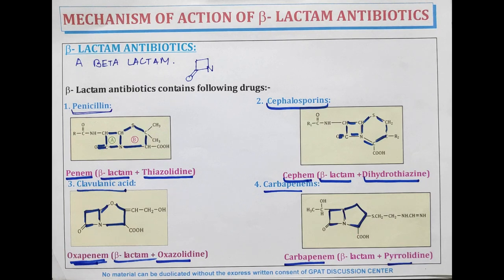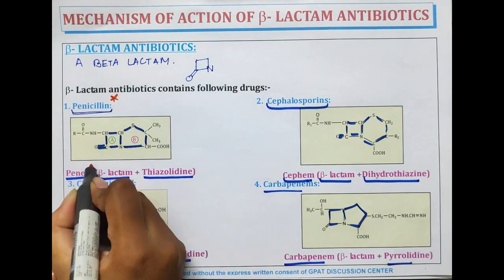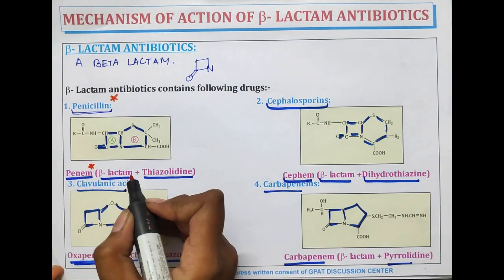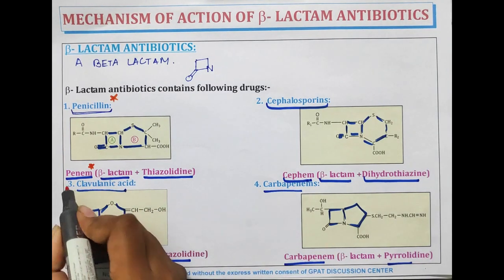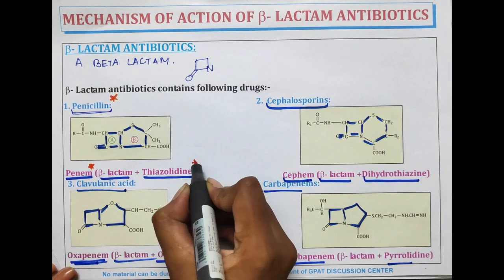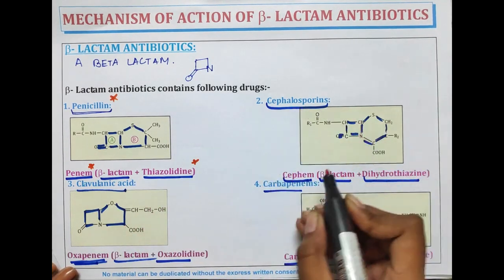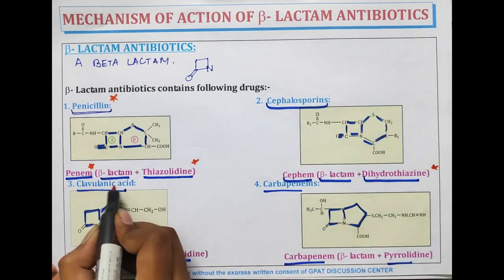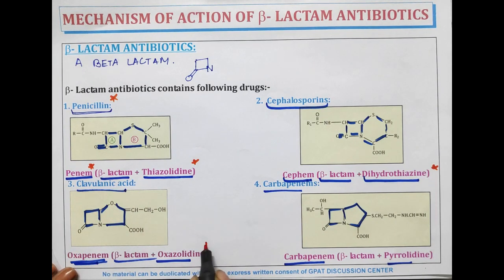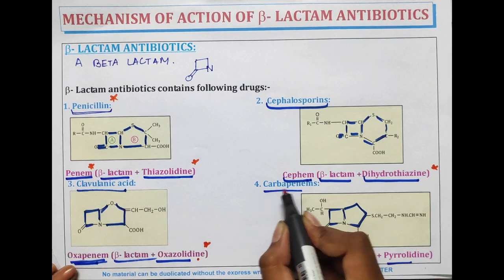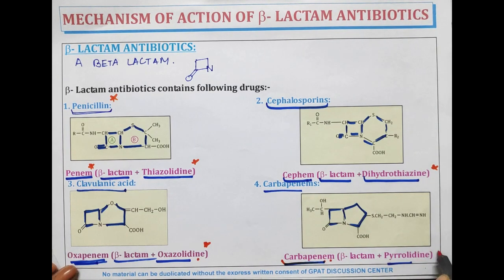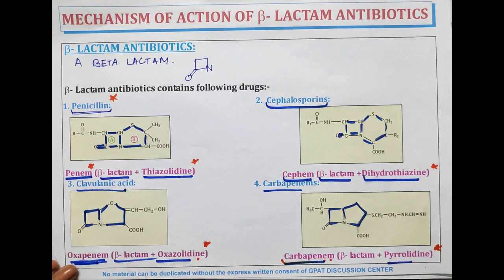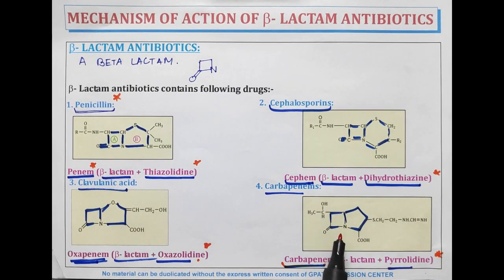So, in slight detail, we can remember that penicillin contains the penam ring in the structure. Beta-lactam is common, so I'm not going to repeat it again and again. Penicillin contains the penam ring, especially the thiazolidine ring. Cephalosporin contains the cepham ring and the dihydrothiazine ring. Clavulanic acid contains the oxapenam ring, also the oxazolidine ring, and carbapenam contains the carbapenam ring, that is pyrrolidine in its structure along with the beta-lactam ring. Another category is monobactams, which contain only a single ring.